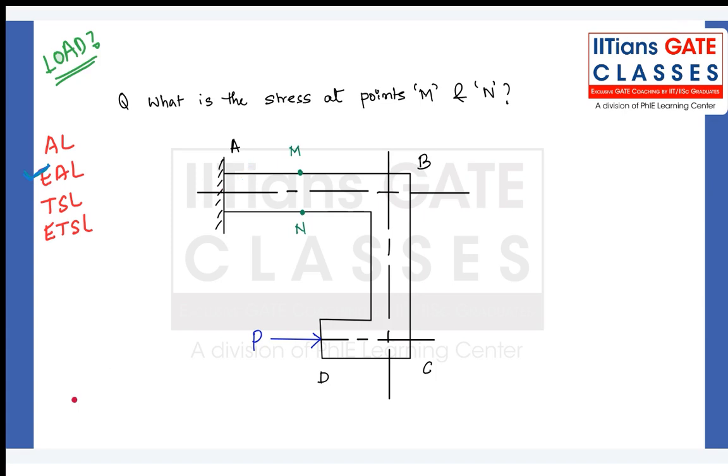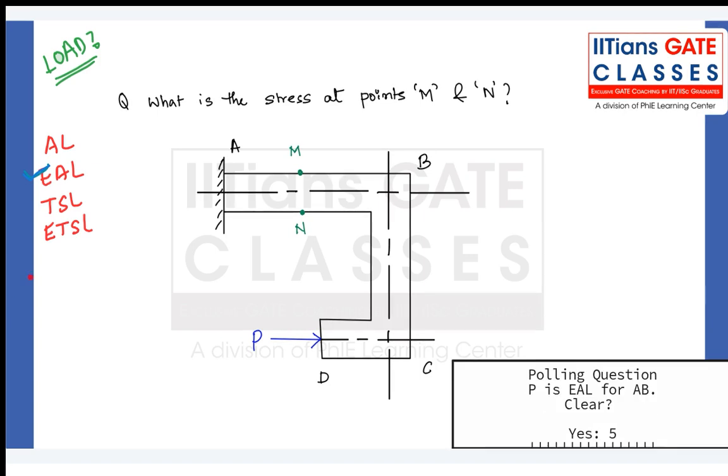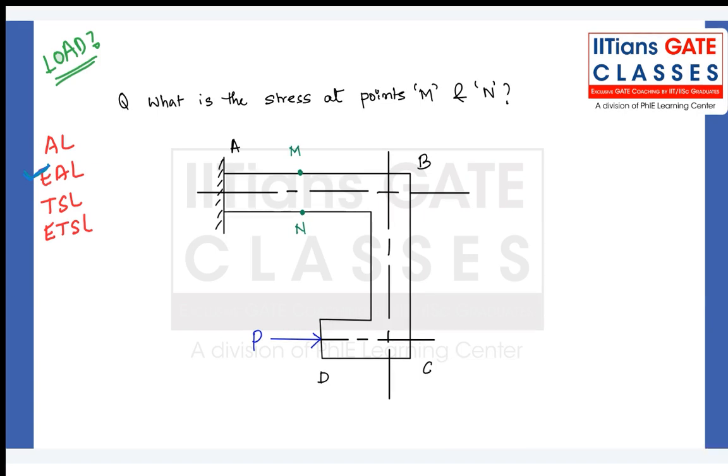So this is an eccentric axial load for the member AB. Is this clear to all of you? Let us see if you can answer in the poll. Load P is an eccentric axial load for AB. Is it clear? Try to use the chat, try to use the poll. I know most of you will find it difficult initially. Very nice, fantastic. Satish, Irfan, some of you have understood that it is an EAL for the member AB.